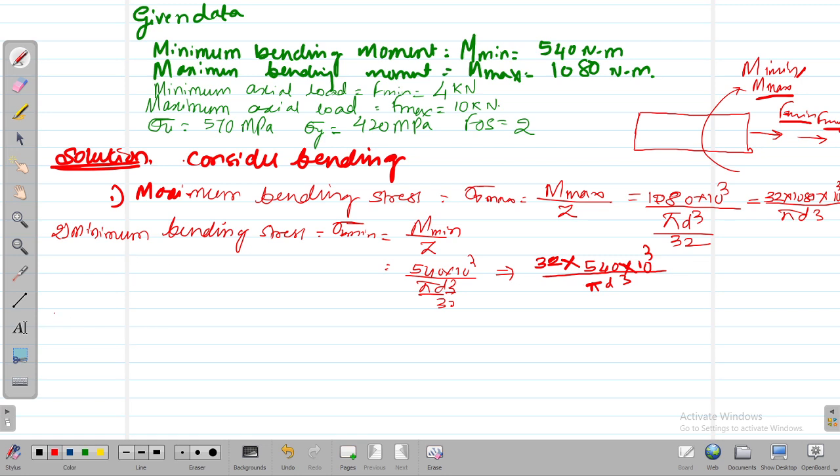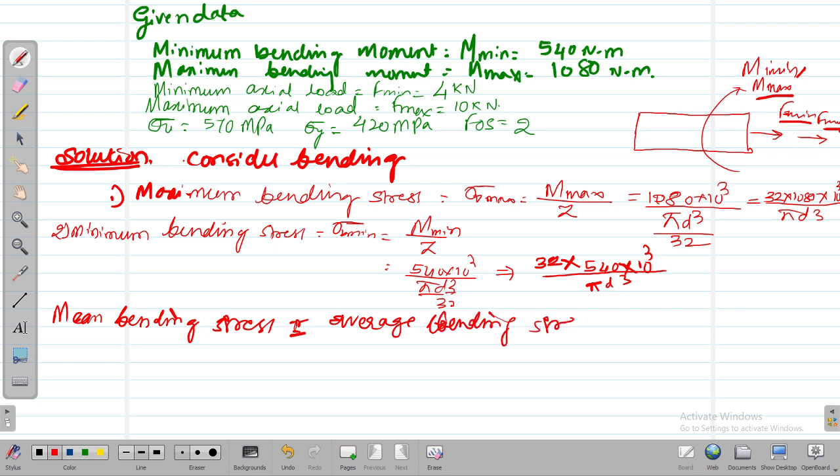Next we calculate the mean bending stress, or average bending stress. So sigma m equals sigma max plus sigma minimum divided by 2, right.